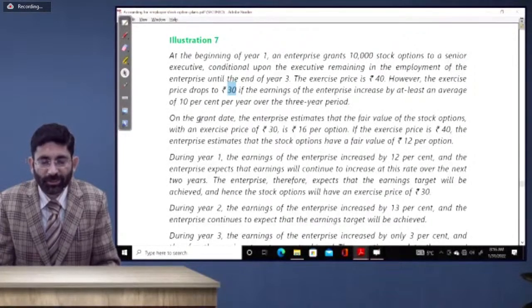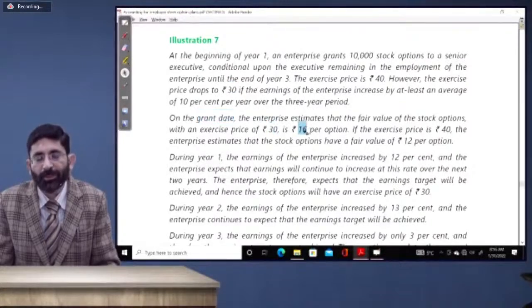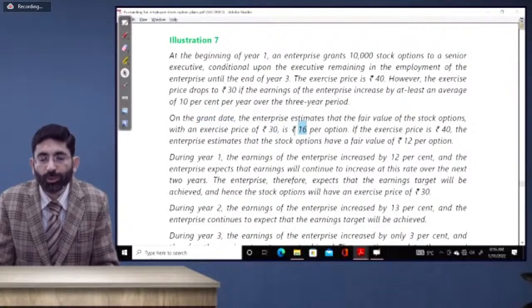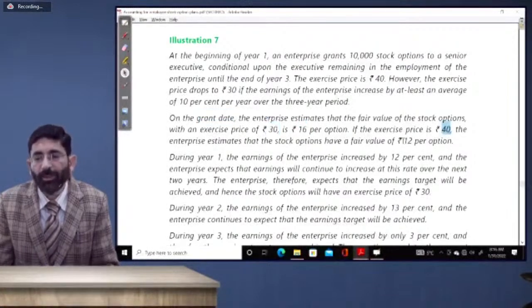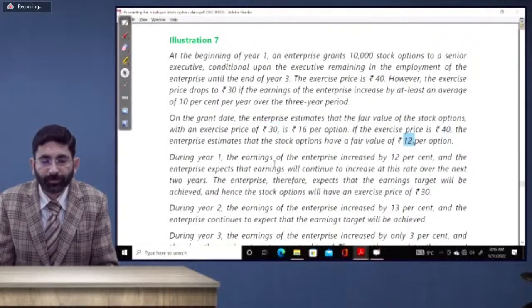The same entries will be passed in this. On the grant date, the enterprise estimated that the fair value of the stock option is 16 per option. Meaning the company will have to bear a loss of 16 if the price is 30. If the price is 40, the company will have to bear a loss of 12. Now, this is very much clear.